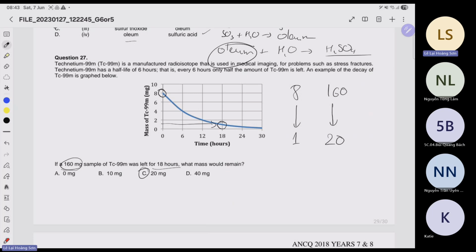The other way that you can do is like this. Every 6 hours, the amount of technetium will be reduced by half, right? So for 18 hours, it will reduce by half 3 times. So you just take 160 divided by 2 to the power of 3, because you reduce by half 3 times, and that gives you 20. So there are two different ways for you to do the question.